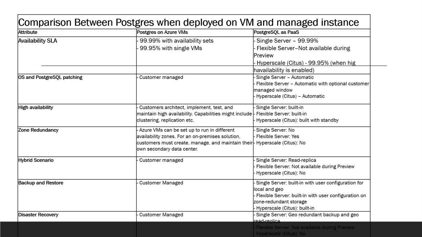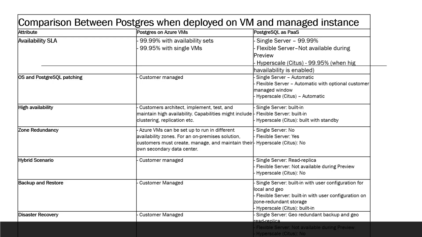What about the operating system and the PostgreSQL patching? When you talk about infrastructure as a service, you have to manage it yourself. When we talk about platform as a service, in a single server, there will be a single instance. It will be automatically managed by Azure. If it is a flexible server, wherein there is some kind of flexibility being given to the customer, you have automatic with some flexibility given to the customer. And when we talk about Hyperscale, it is automatic.